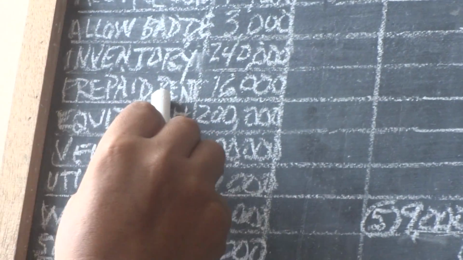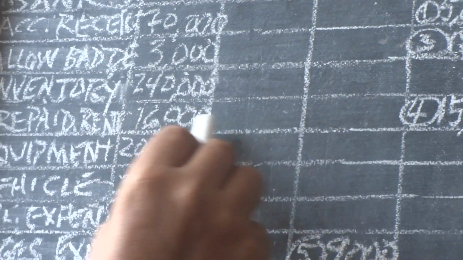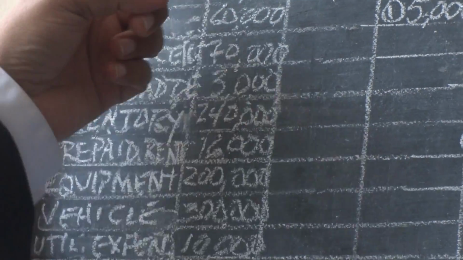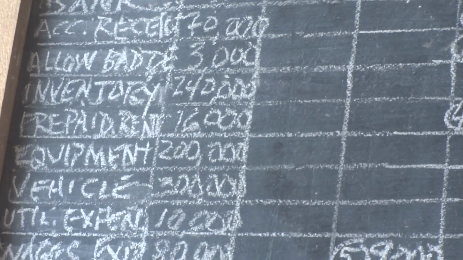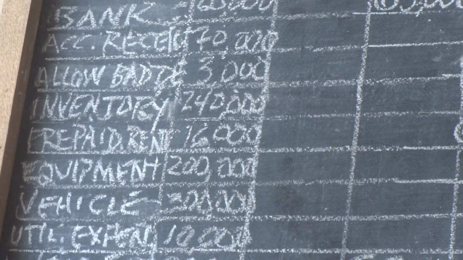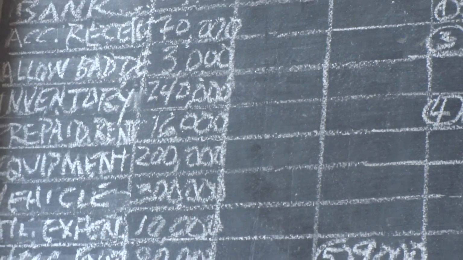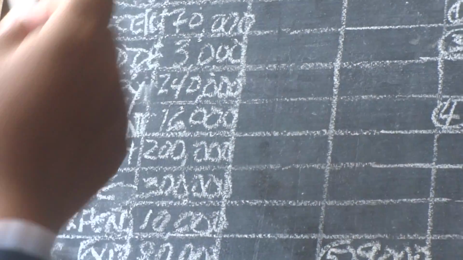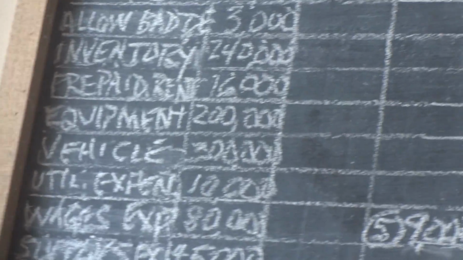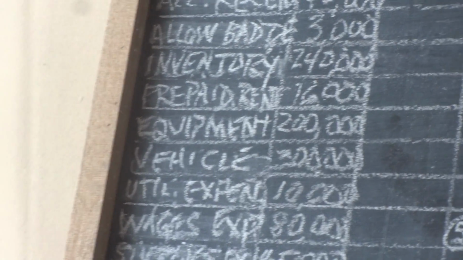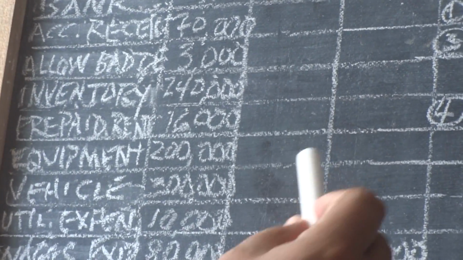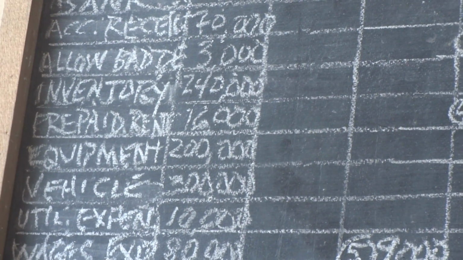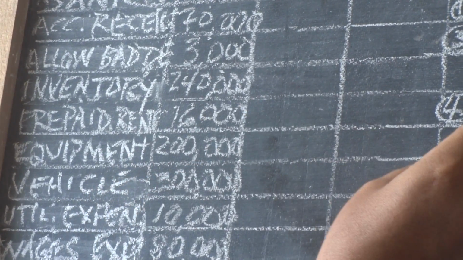Then we have prepaid rent. The prepaid rent is the rent that the Moon Corporation pays to another enterprise which rents to the Moon Corporation a building where it makes its administrative activities, and also it has the storage store to sell its merchandise.